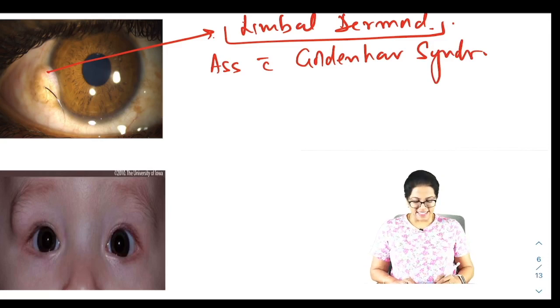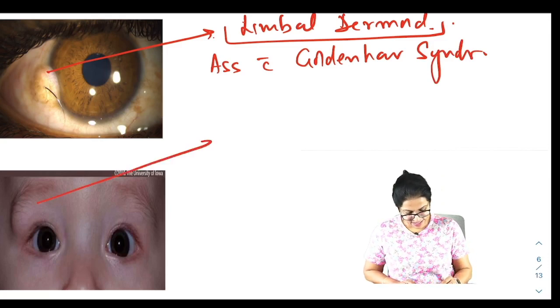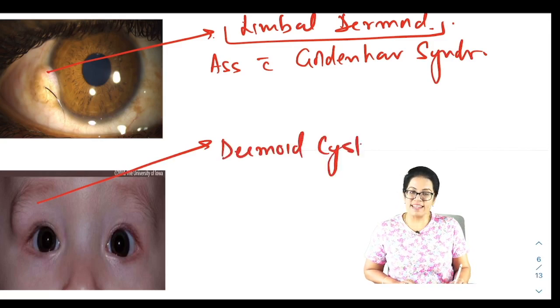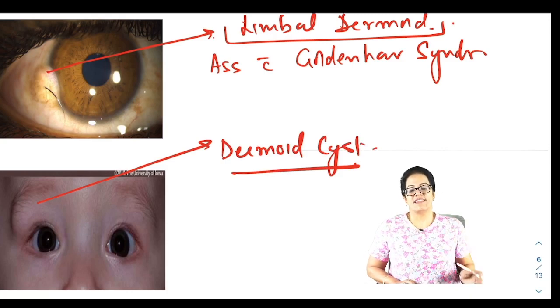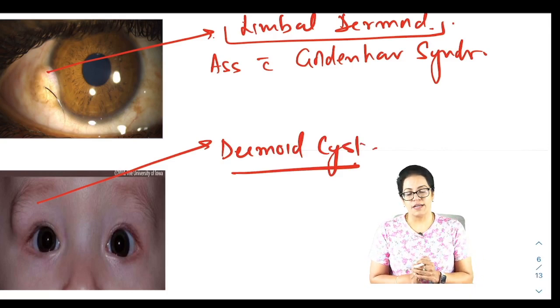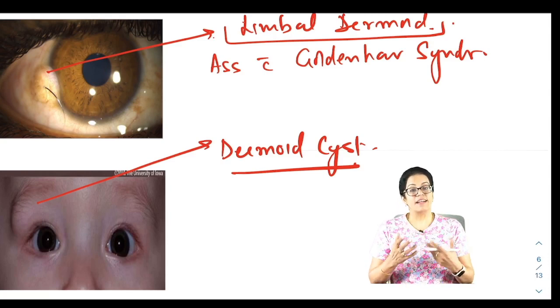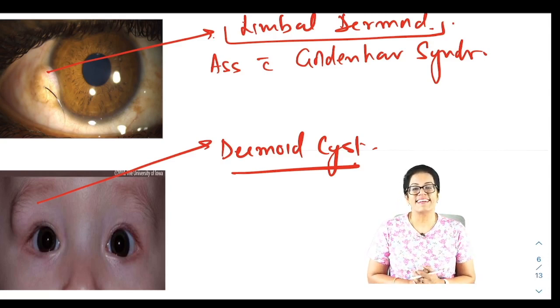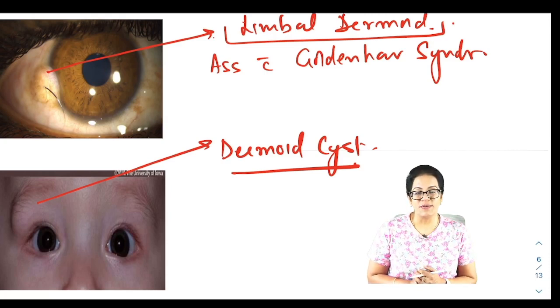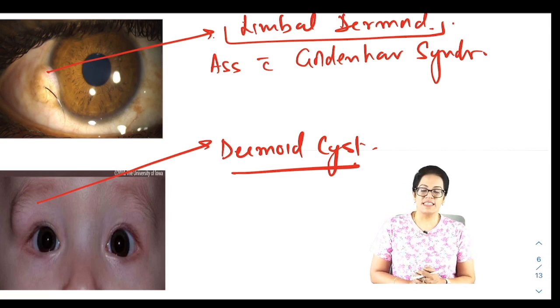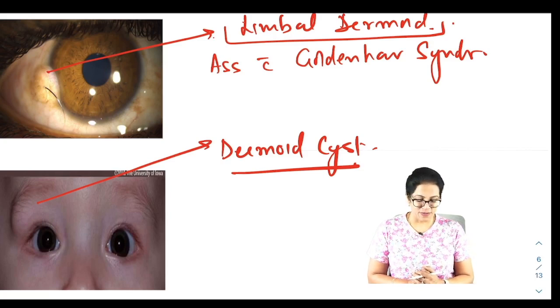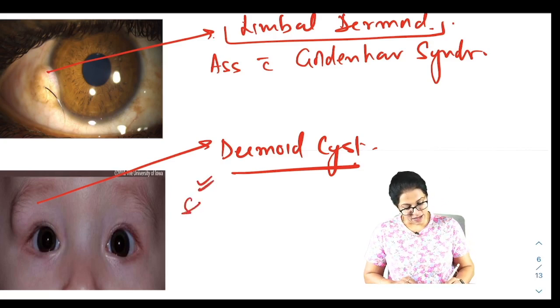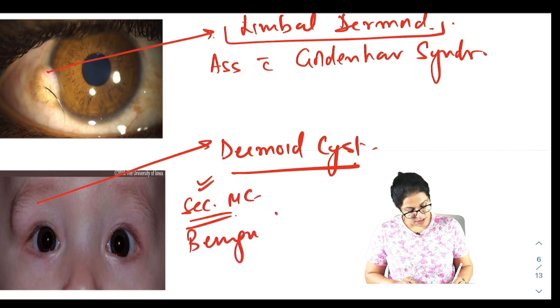Okay. And then what is this? This is your orbital dermoid, which we used to learn as the most common intraorbital but non-malignant, that means benign, tumor in children: dermoid cyst. But now we will learn it as capillary hemangioma. So this can be considered the second most common benign tumor which is intraorbital. This is said.